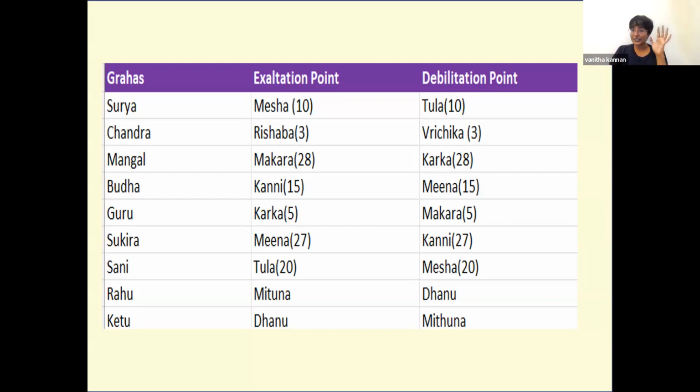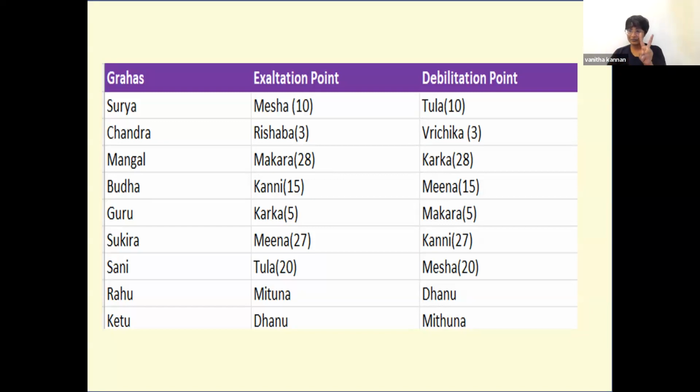Okay. Now Shani, the Tula Rasi, is exalted at the 20th degree. Now Rahu's exaltation has no degree, but remember the exaltation point is Mithuna, and Ketu's exaltation is Dhanu. Okay, now coming to the debilitation points. Surya is debilitated in Tula Rasi at the 10th degree. Okay, this one is easy to remember.